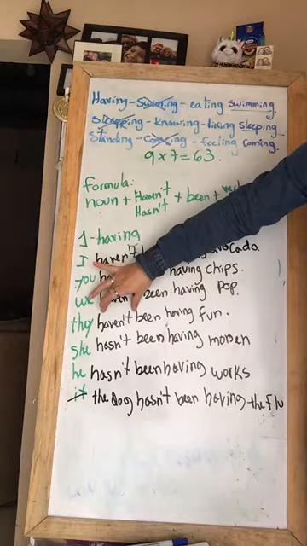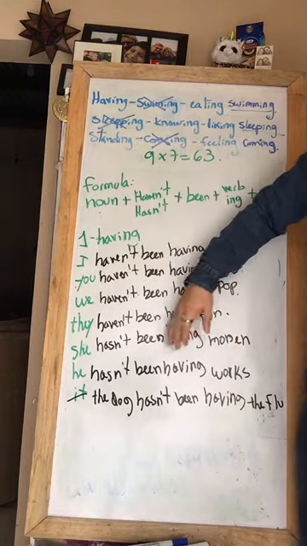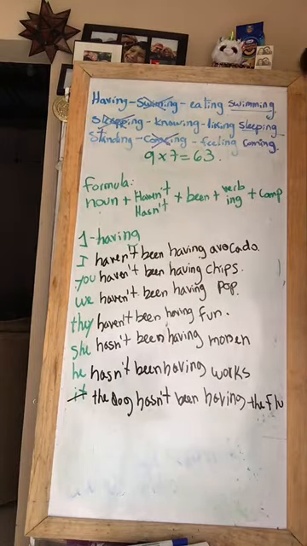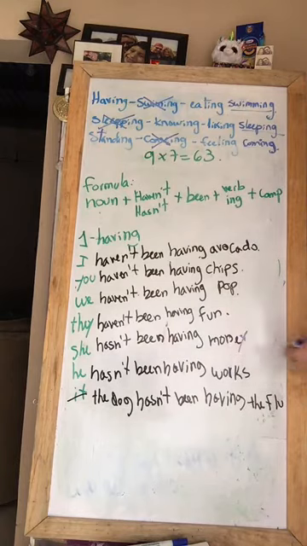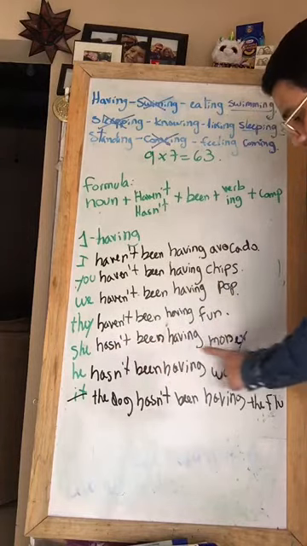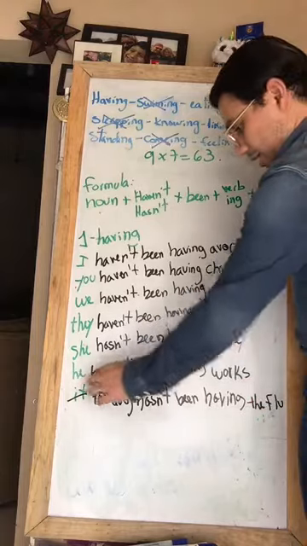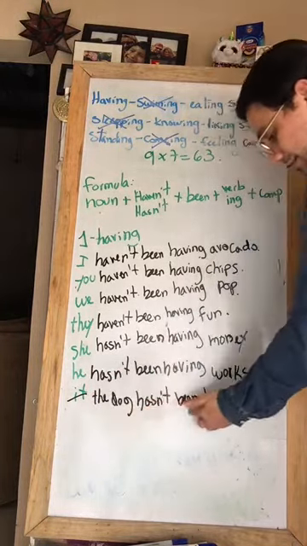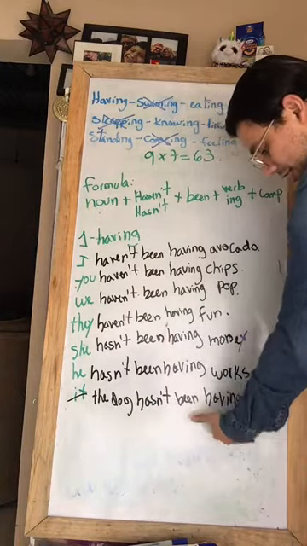O ellos no se han estado divirtiendo. This would be a different interpretation of the sentence. She hasn't been having money. I guess that she has. Ella no ha estado teniendo dinero. He hasn't been having works. Él no ha estado teniendo trabajos. The dog hasn't been having the flu. El perro no ha estado teniendo gripe.